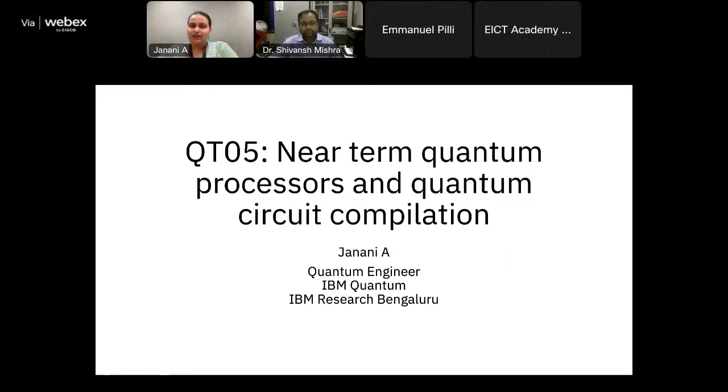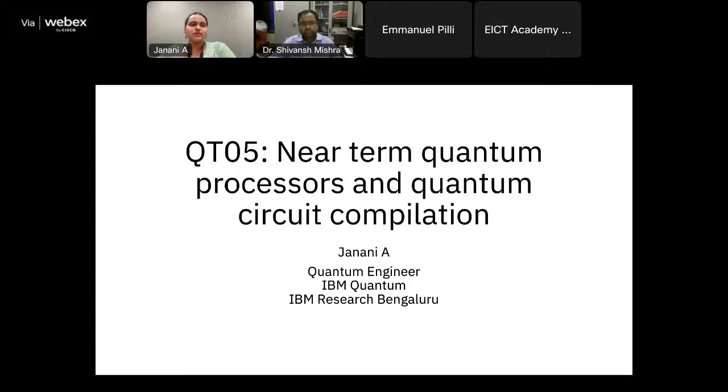So the plan is to basically have two sessions. The first one, we will discuss some near-term processors, like the journey so far. What have we seen? What is, first of all, a quantum processing unit? What are its components and some details related to that?